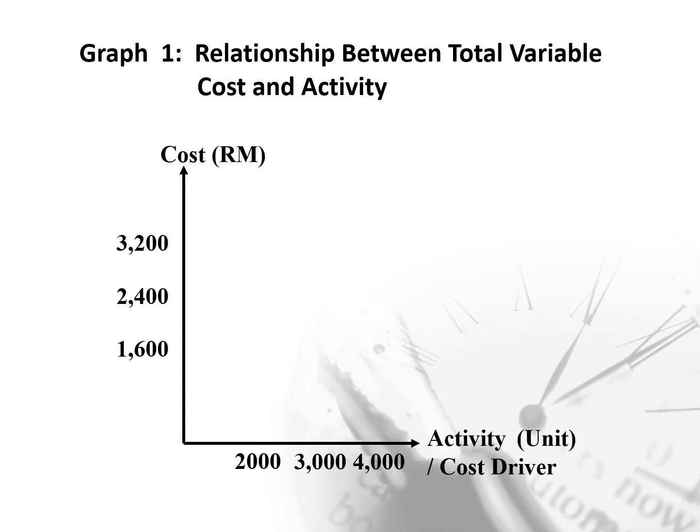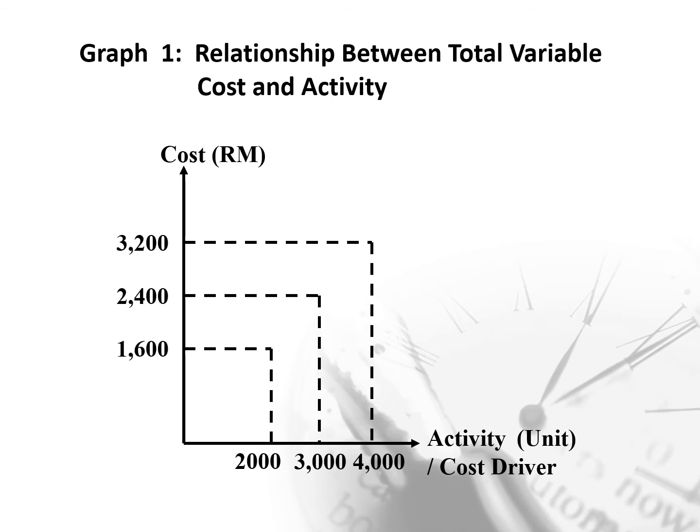Then we plot the graph. 2000 units at 1600 cost, 3000 units at 2400 cost, and 4000 units at 3200 cost. From this graph, we can get a straight line starting from 0. And this line is named total variable cost.